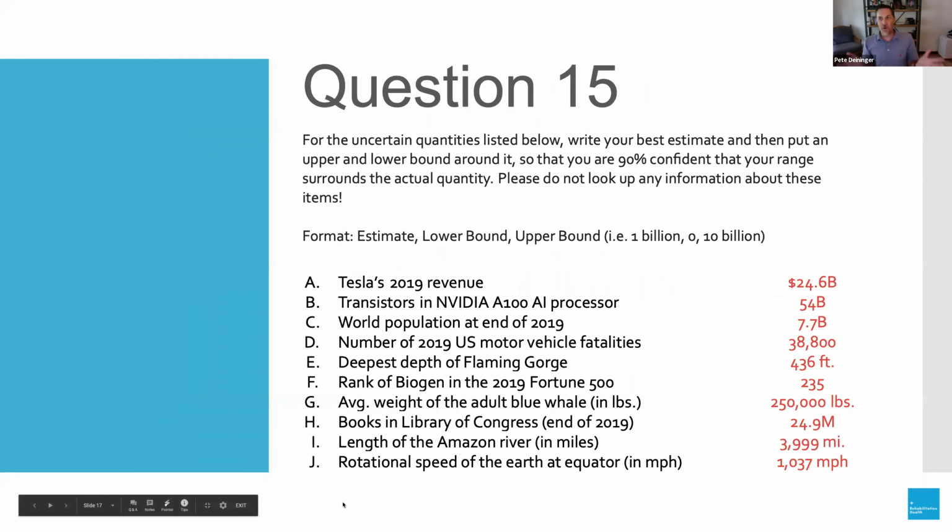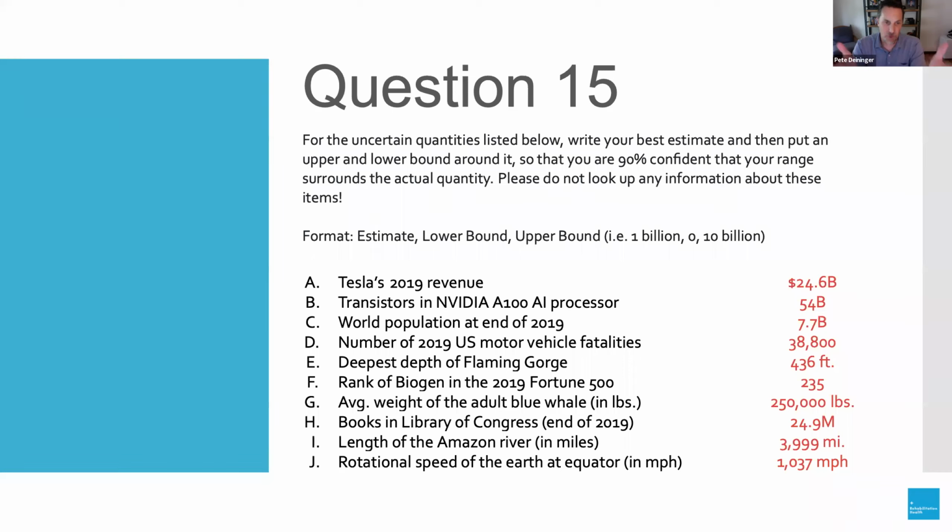So this is another question from the survey. This was asking people to take what are very uncertain quantities and come up with a 90% confidence interval around these.